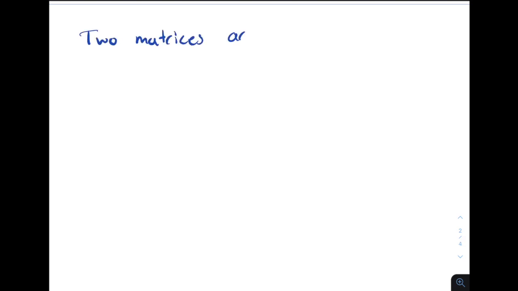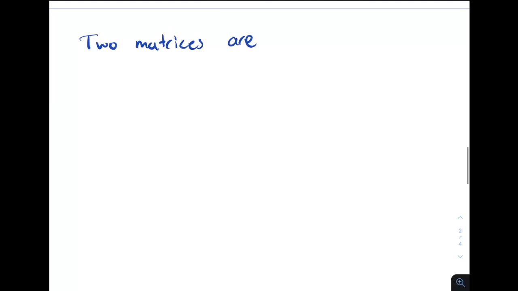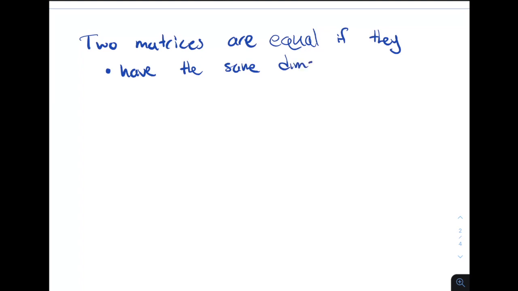Two matrices are equal if they have the same dimensions and corresponding entries are equal.